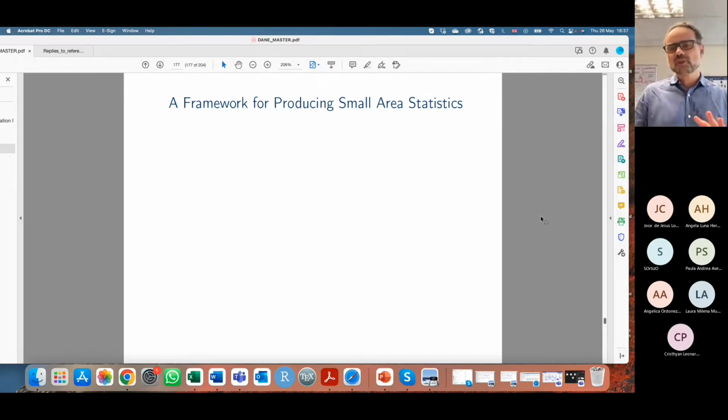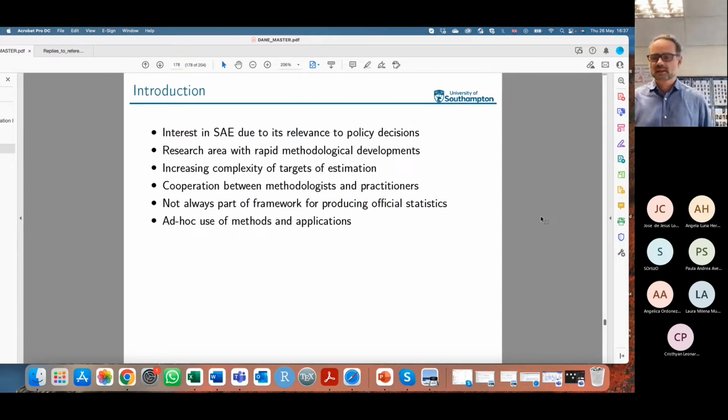For parts of what I'm going to describe here, things have been already set in stone for you, because obviously you know what levels of geography you want to estimate for and so on. But nevertheless, I'm going to go through this, and maybe that will provide you a bit more food for thought in terms of what you're doing.